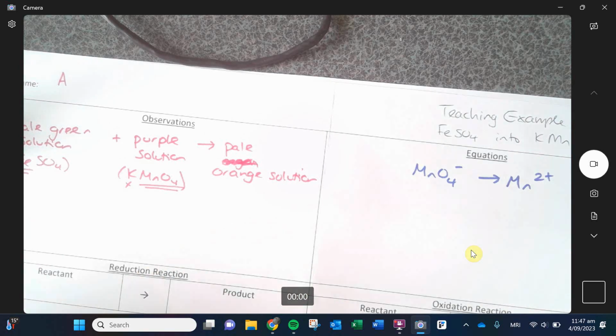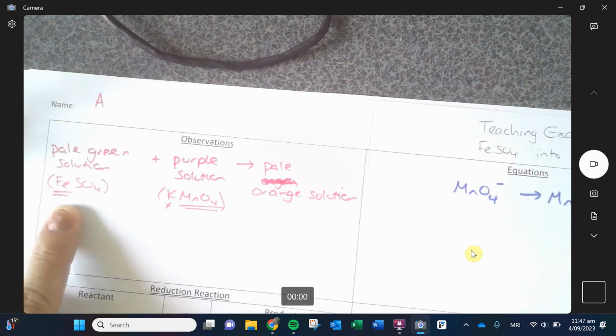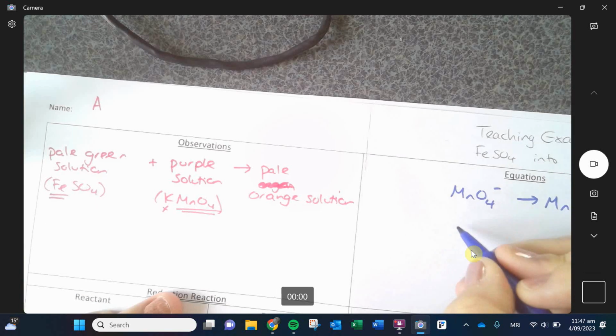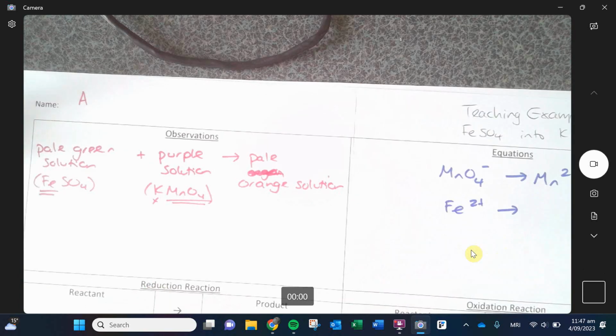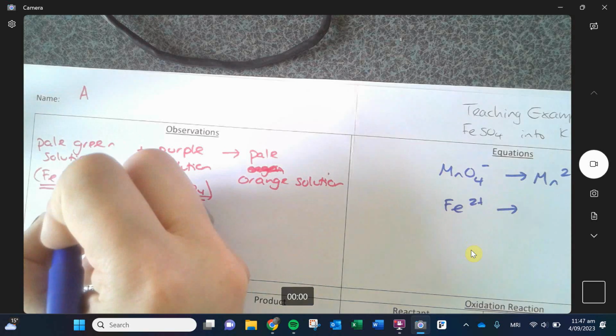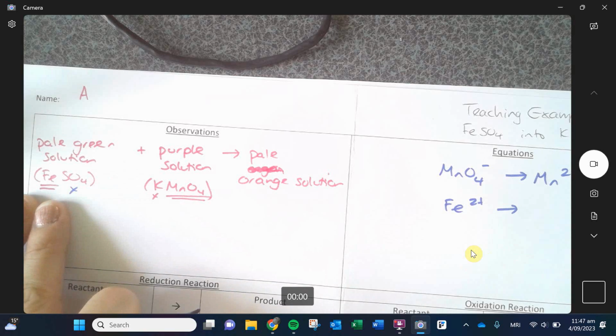All right. The next thing that I'm then noticing is that the pale green solution did change color. So that tells me that the iron 2 must have changed in some form to get rid of that green color. So I can assume that the iron 2 must be involved in the reaction as well. It's not going to be the SO4 because the SO4 is colorless. And if that reacted, then I would expect my iron 2 to still be there and my solution to still be green.